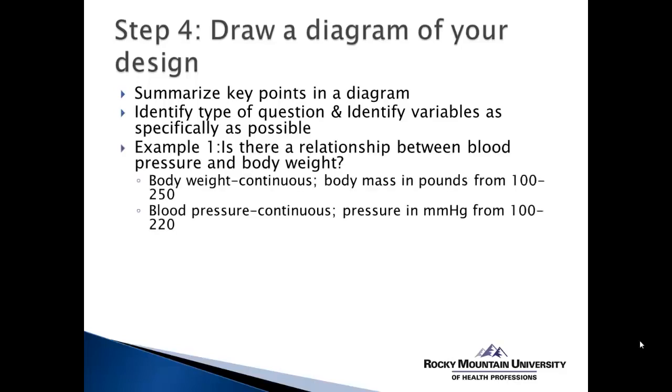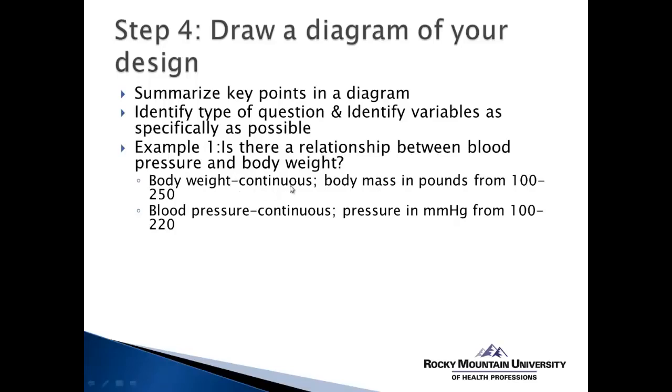An example here is we want to determine if there's a relationship between blood pressure and body weight. A giveaway here is the word relationship. When we say that we want to determine the relationship between 2 variables, we're talking inherently about a correlational research question or a prediction research question. So in this case, we want to determine that relationship. We have 2 variables that we're working with.